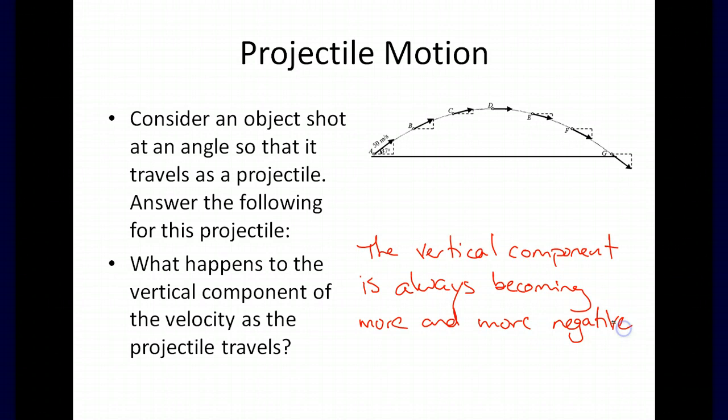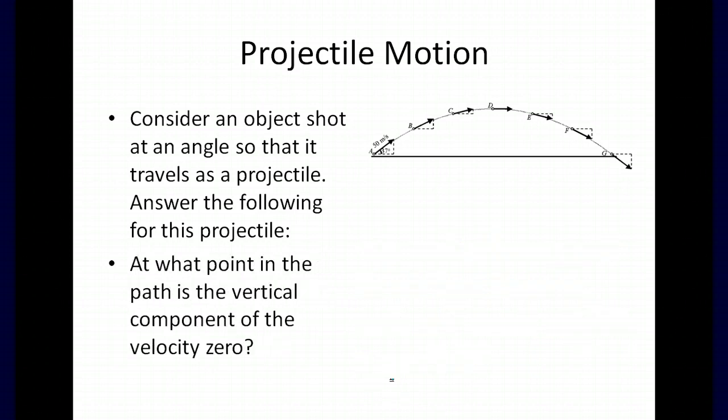And that's because the ball is accelerating in a downward direction. So the vertical component of the velocity is just becoming more and more negative as it accelerates in a downward direction. And you know that acceleration would be negative 10 meters per second squared. So there's our negative acceleration.